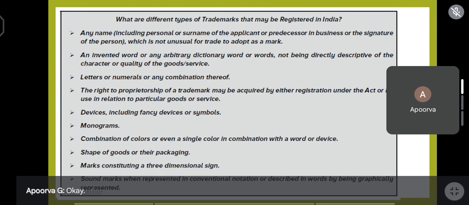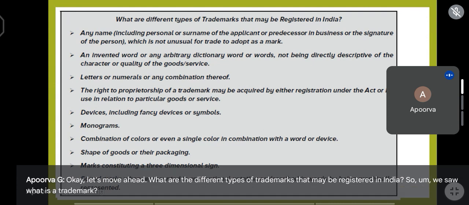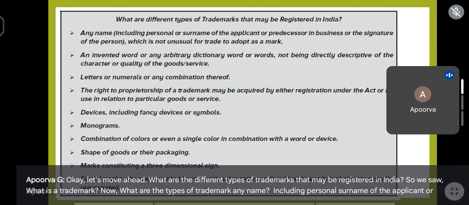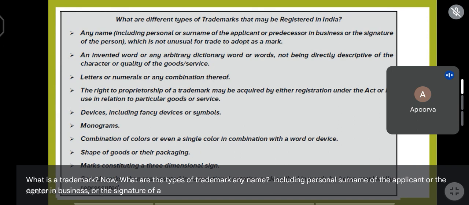Okay, let's move ahead. What are the different types of trademarks that may be registered in India? So we saw what is a trademark. Now, what are the types of trademark? Any name, including the personal surname of the applicant or predecessor in business, or the signature of a person, which is not unusual for a trade to adopt as a mark.